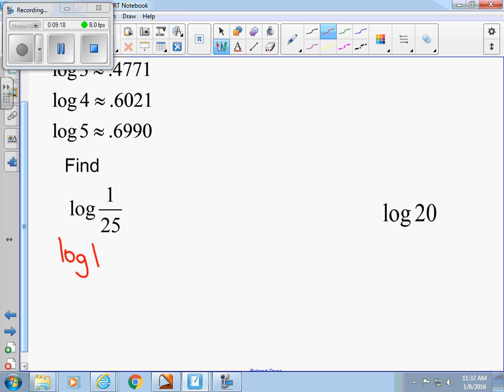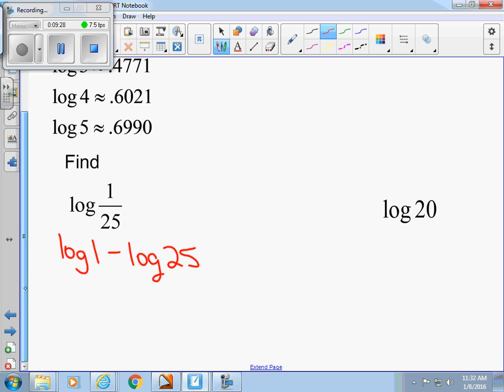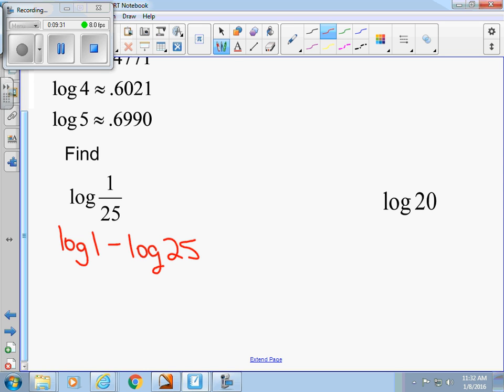First of all, wouldn't you agree it's log of 1 minus log of 25? And then log of 25, can I change that to be 5 instead of 25? Would you agree? 5 times 5. It's 5 squared, right? Could I do 2 log of 5? What is log of 1? 0? How do you know it's 0? Anything to the 0 power is 1, right? So log of 1 is just 0.